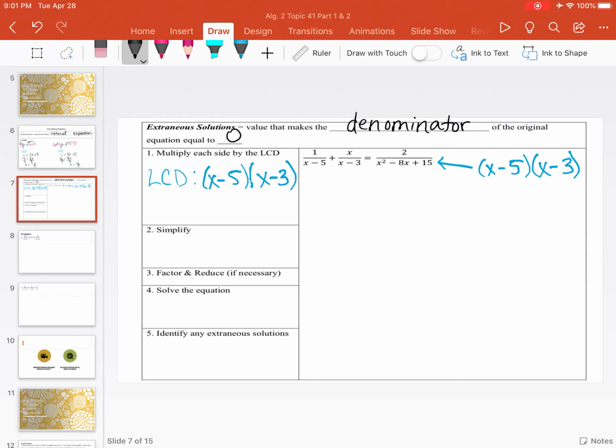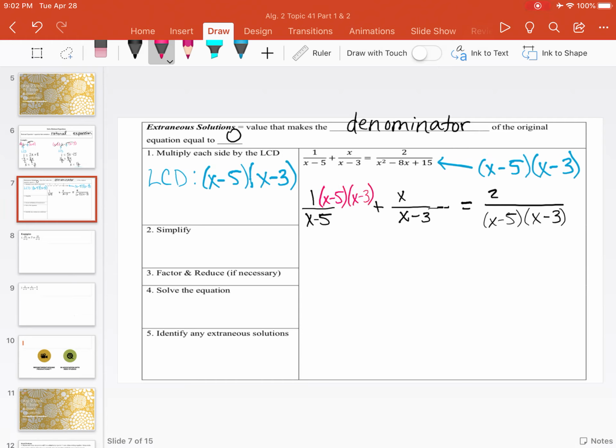So I'm going to rewrite our equation and just leave a little more space. So we have 1 over x minus 5 plus x over x minus 3 equals 2 over, and I'm going to rewrite this denominator in factored version. x minus 5 times x minus 3. Now I'm going to multiply every single term by that least common denominator. Because again, we want our equation to be balanced.